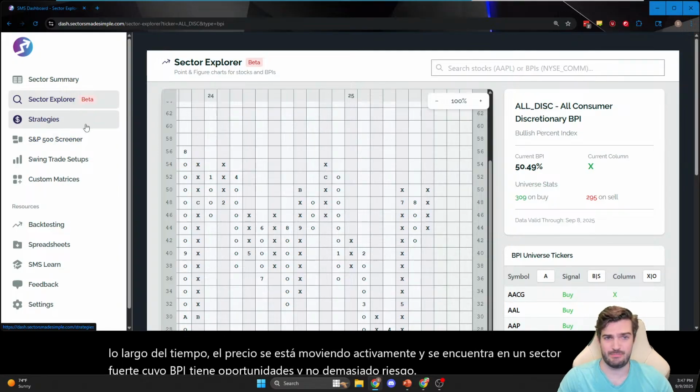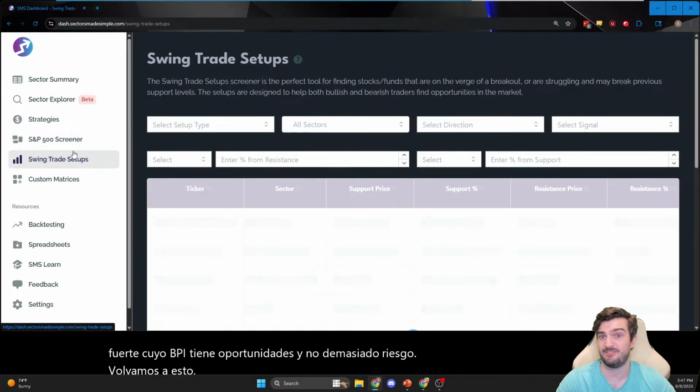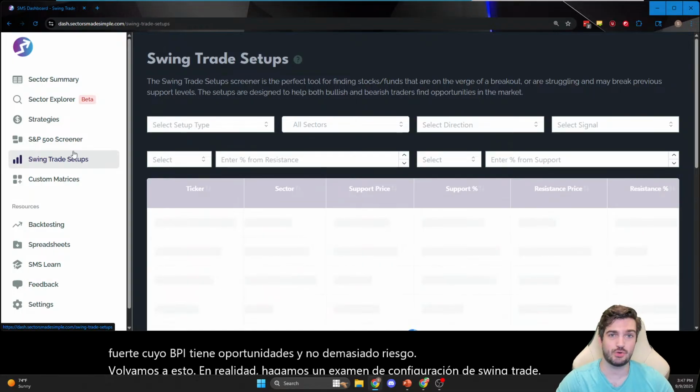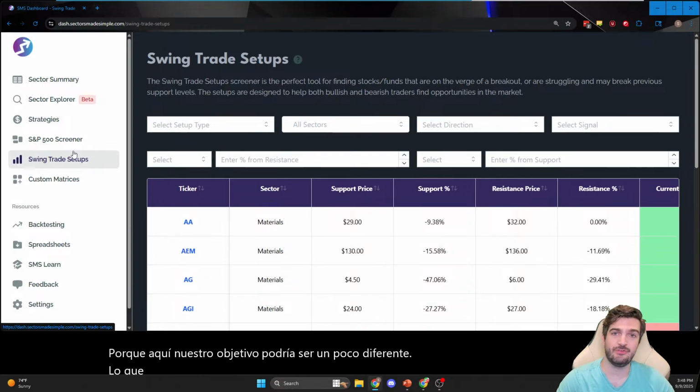Let's try another example. Let's go back to this. Actually, let's do a swing trade setup example, because here our goal might be a little bit different. What I'm looking for here are companies who are not yet on buy signals, but might go on buy signals soon.